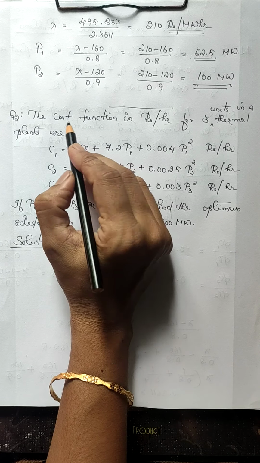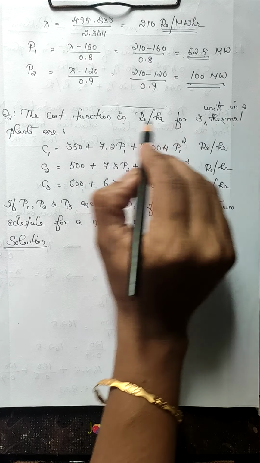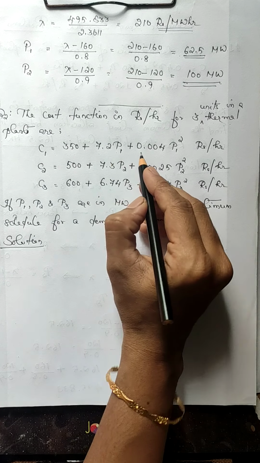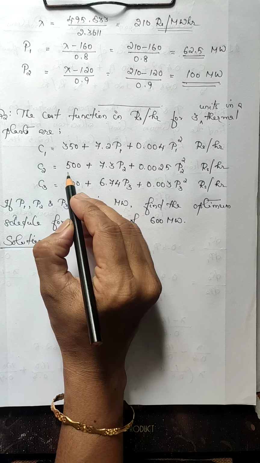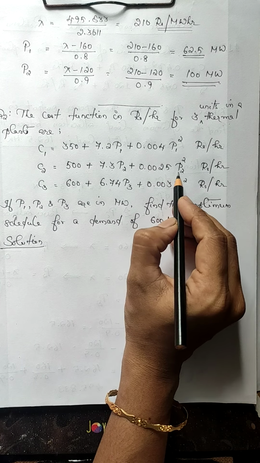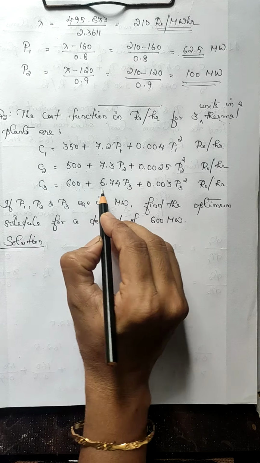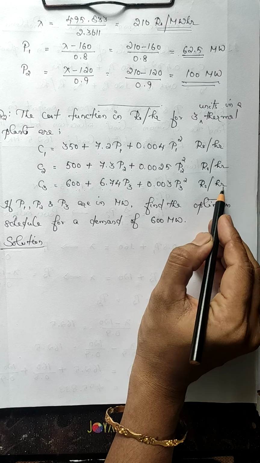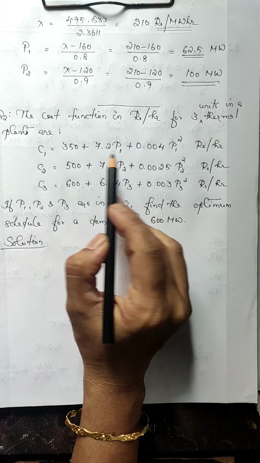Let us solve another question. The cost function in rupees per hour for 3 units in a thermal plant are C1 is equal to 350 plus 7.2 P1 plus 0.004 P1 square rupees per hour. C2 is equal to 500 plus 7.3 P2 plus 0.0025 P2 square rupees per hour, and C3 is equal to 600 plus 6.74 P3 plus 0.003 P3 square rupees per hour. So we already know the general format of cost function.